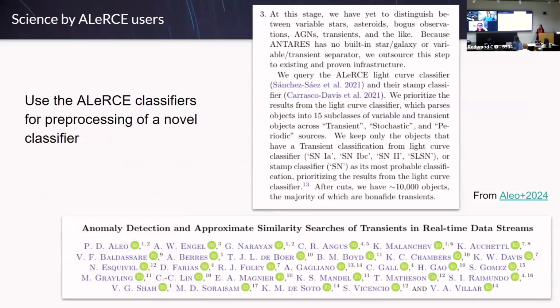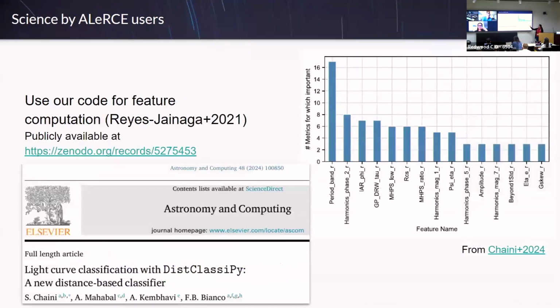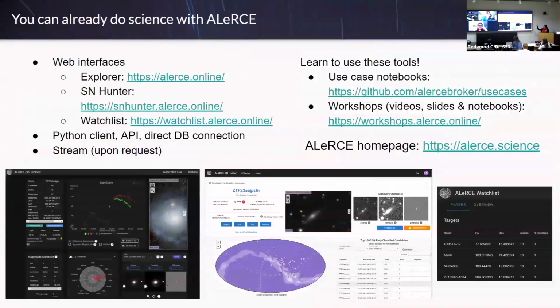Also, there are works that use the ALeRCE classifiers as a means to pre-process another tool. For instance, this work that is focused on transients and anomaly detection. To separate between the transients and those that are not transient, they are using ALeRCE. And finally, this is another work, also presented yesterday in the conference, that uses the code that we use for computing features. You can use it on your own. It's available in Zenodo and also has a link to the GitHub repository. So I just go back to this slide, highlighting the main tools and also how you can get to them.